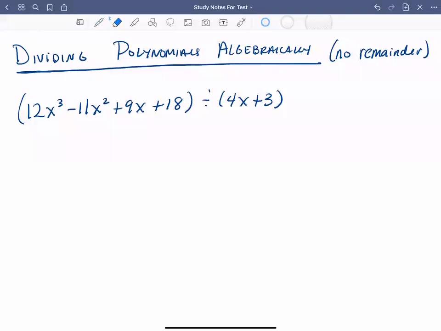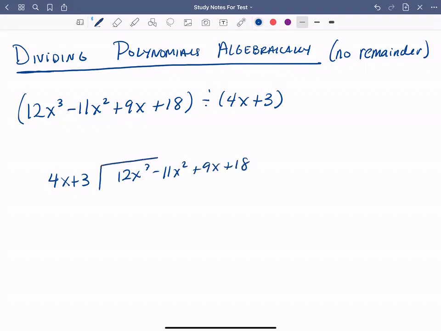So first we need to write our divisor, which is 4x plus 3, and then we have our dividend. One thing we need to check is that our variables go in descending order based on their exponents. So we have 3, 2, 1, and really this is x to the 0, so we're good. If not, then we have to make a placeholder. Again, you'll see that in another video.